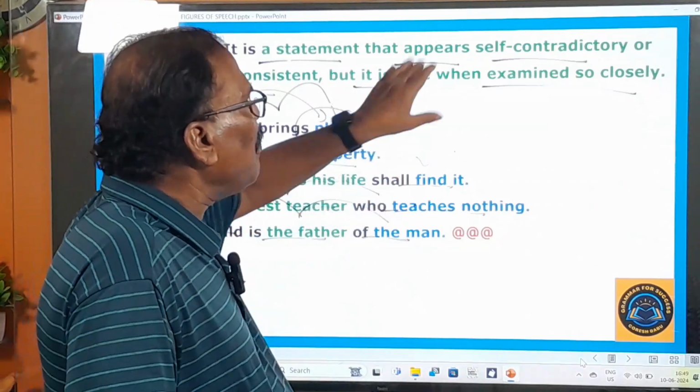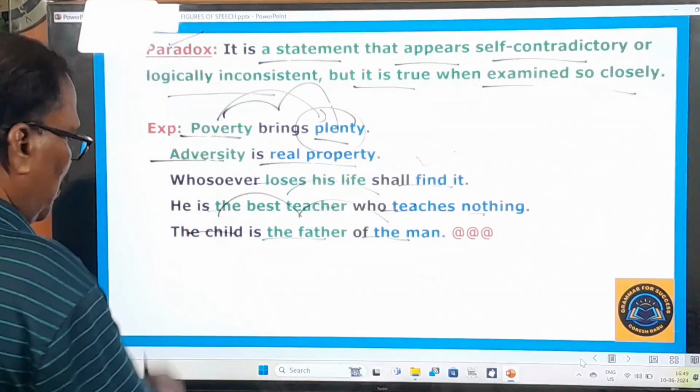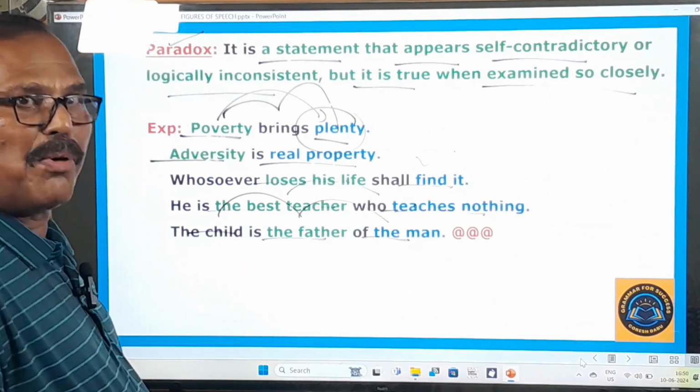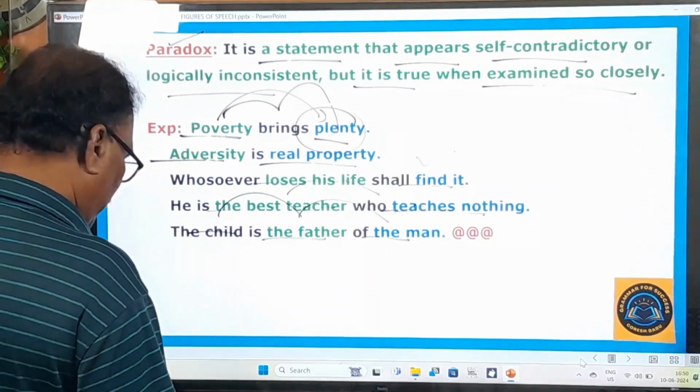But it is true when examined so closely. This is about a paradox. Okay, right. Now let's move on to learn about the next figure of speech.